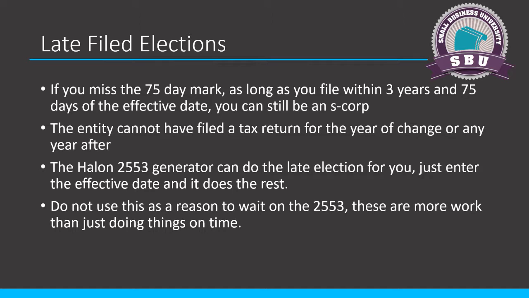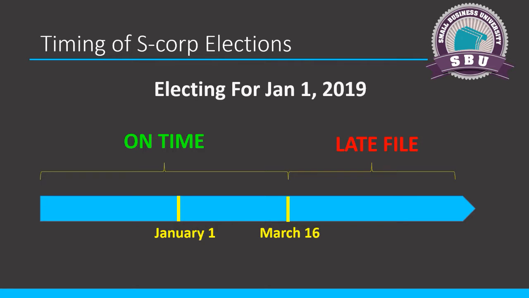So let me show you some of our timing slides again and look at this more graphically. This was our first scenario. We wanted to be an S corporation for January 1st, 2019, the January 1st effective date. Only now we've missed the filing by March 16th. We have not filed the 2553 by March 16th. As you can see, anytime after March 16th, now we must include a late filing election for our client to be an S corporation for January 1st. This will work fine. IRS always accepts them if they're done properly. Hint, hint, if they're done properly, have Halon create them for you. But just have these dates in mind.